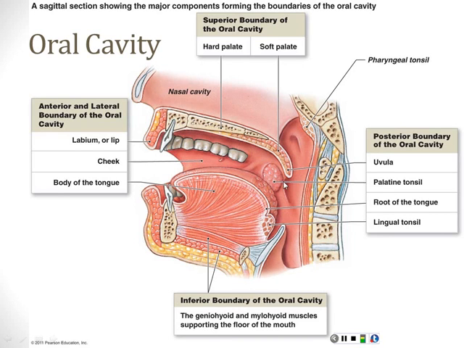Off to the side is the palatine tonsil, which we talked about in the lymphatic system. The root of the tongue is just this base part. Here's the lingual tonsil, which we also already talked about. And if we look at the top, the palate is the top of the mouth, or the roof of the mouth, and it has 2 parts.